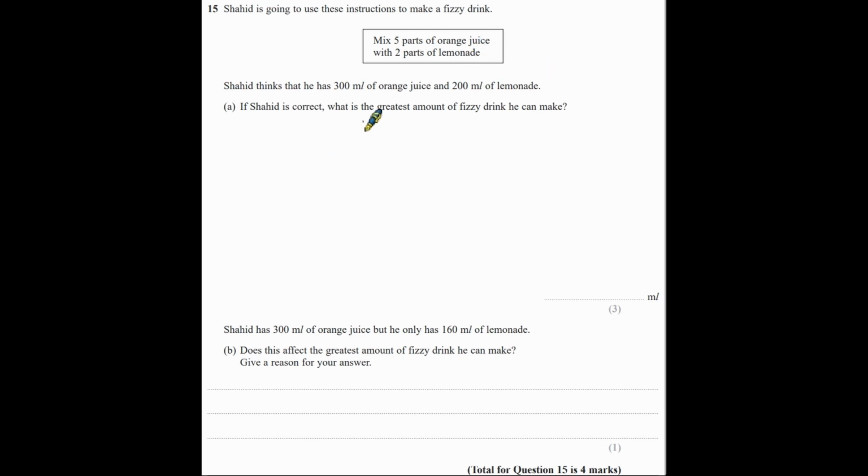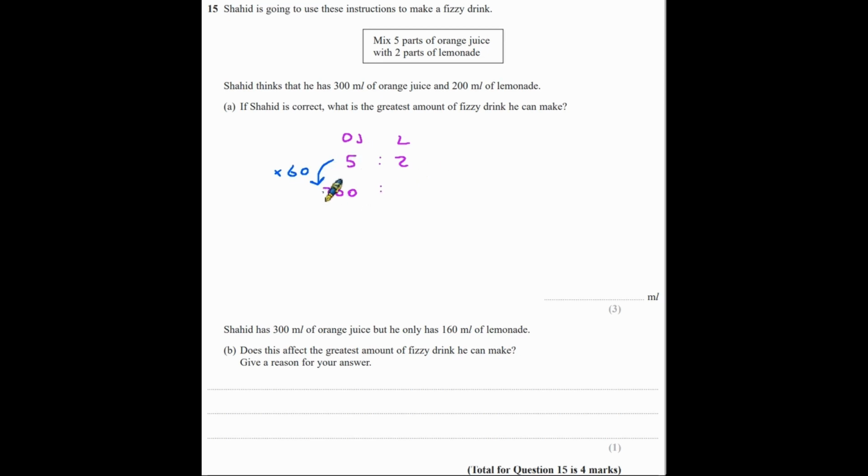Well, let's have a look at this ratio. We have got orange juice and we have got lemonade, and we know the ratio is 5 parts to 2. Now, let's assume that we are going to use all the orange juice. So that's 300 ml of orange juice. We need to look at how much lemonade we would need for that ratio. So we look at the multiples, and the question is, what is the multiple of 5 up to 300? Well, the answer, it has been multiplied by 60.